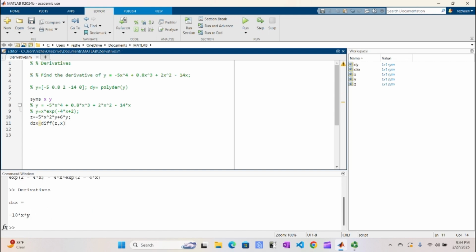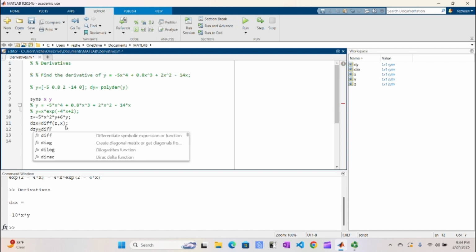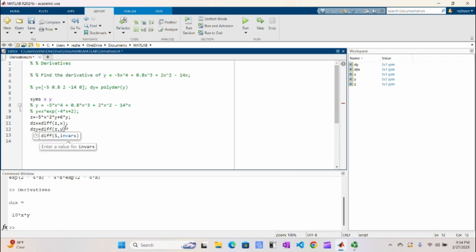So it gets -10xy, and we can do the same for dzy. We say dzy equals diff(z, y), and this is with respect to y. This is the answer.